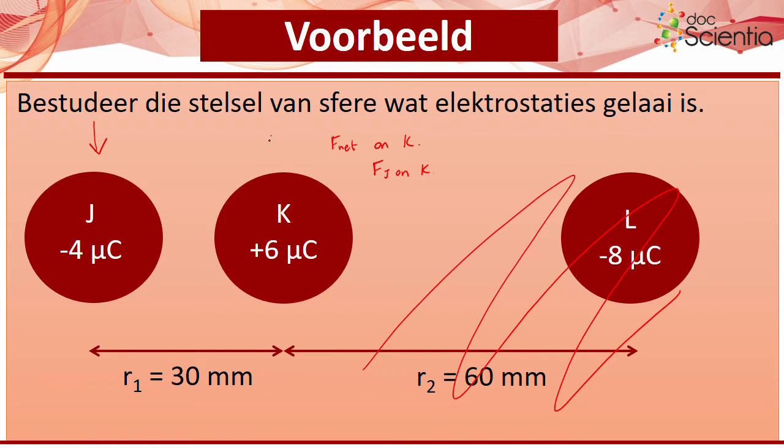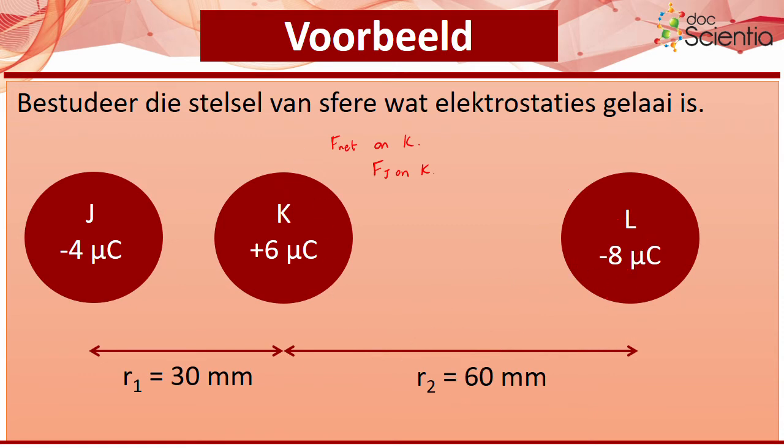Let's say this point is fixed. Hierdie ene is los. Na watse kant toe gaan daai punt beweeg? To the left. Why? Because this has an attractive force between it. Stem julle saam? So met ander woorde, kom ons vee nou eers al hierdie gemors uit. The direction of the force on K due to J. Sien julle, ek sê J op K. So die krag wat J op K uitoefen is na links. Stem julle saam?